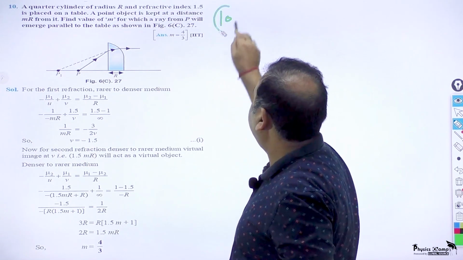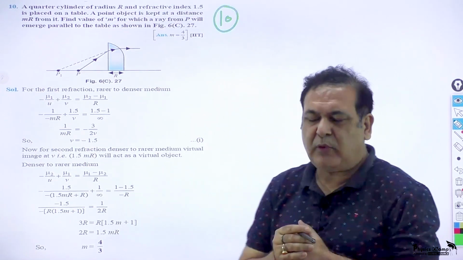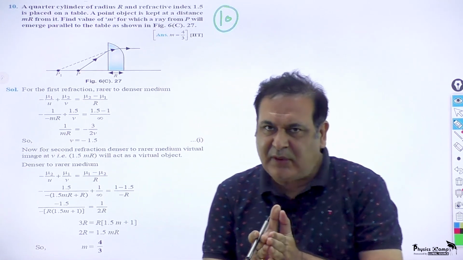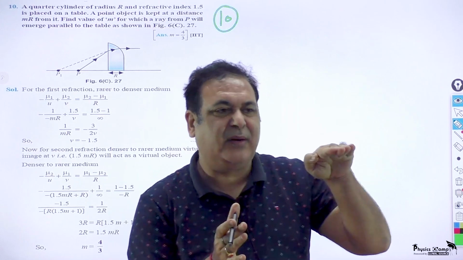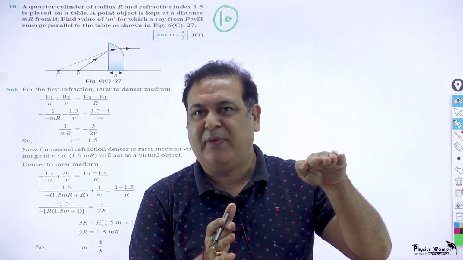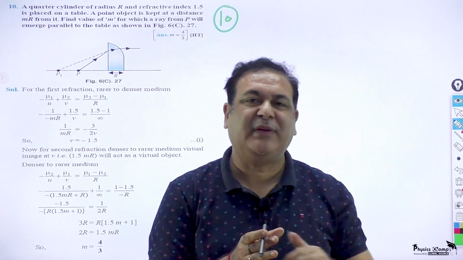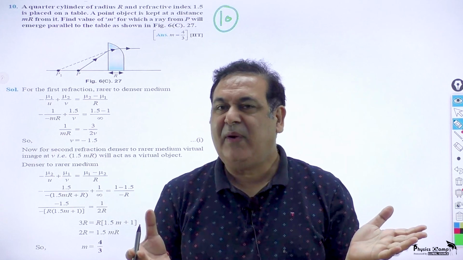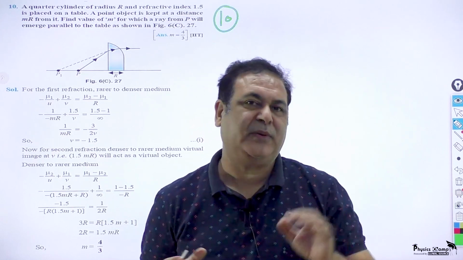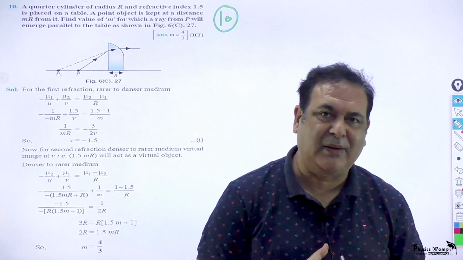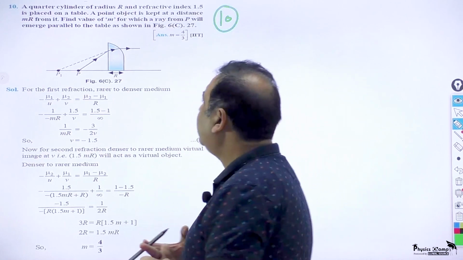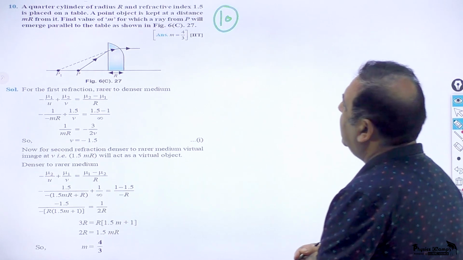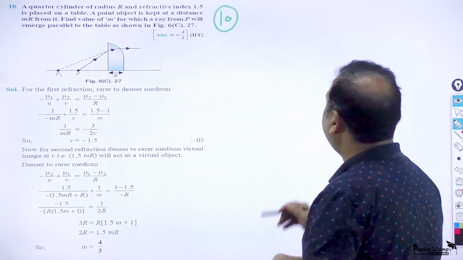Now we take this example number 10. It's a question just the reverse of the previous question. In the previous question, the beam of light was made incident parallel from infinity, and then it was focusing somewhere. In this question, it's an IIT question. The beam of light is made incident from a point object and we want it finally to be parallel. So, an interesting question. A quarter cylinder of radius r and refractive index 1.5 is placed on a table.